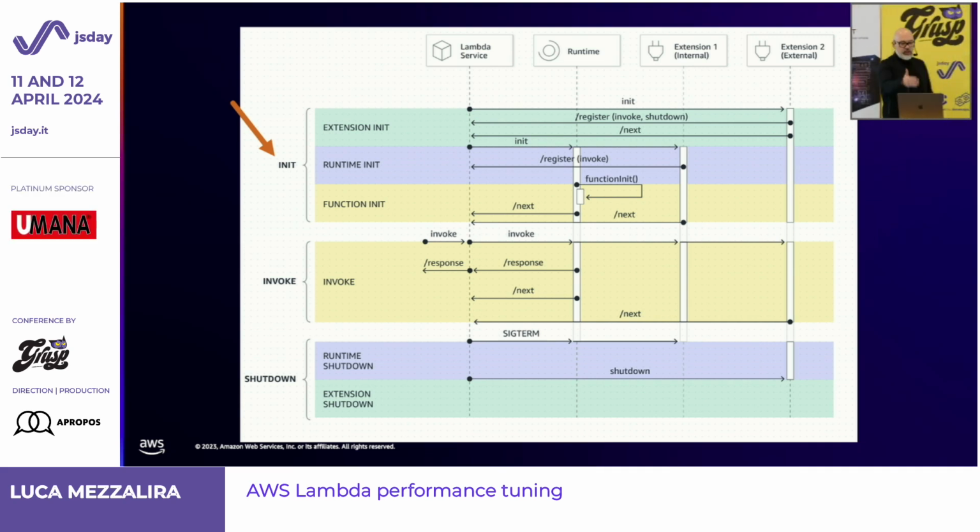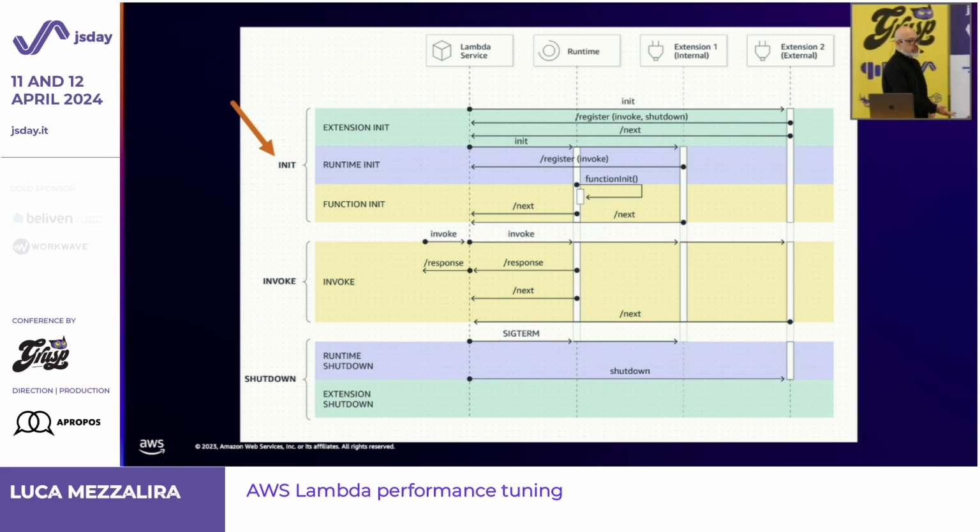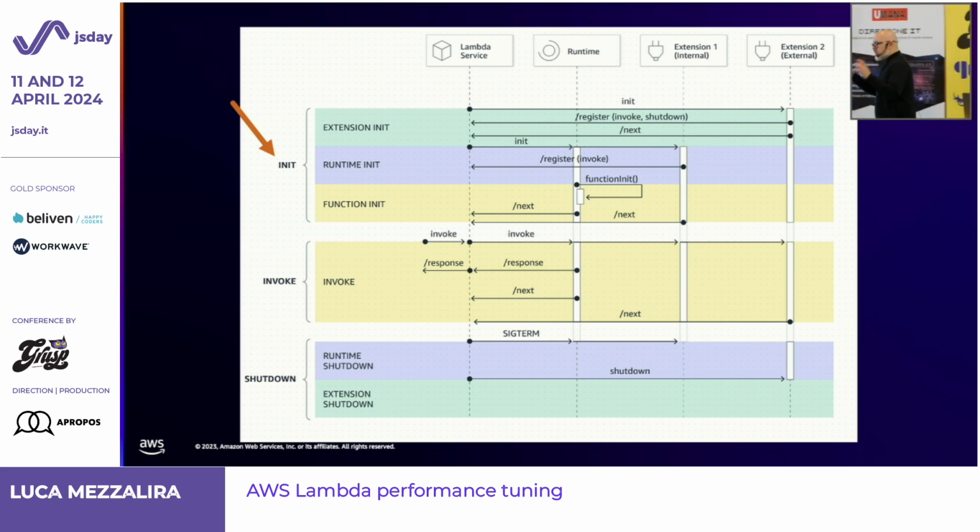As you can see, there is the extension initialization, which you can think of as a sort of sub-process that is running alongside the Lambda, and you can even create your own. There is the runtime initialization, and finally, there is your function initialization. That is the part that we are going to optimize today. That part is called once, only at the beginning of the creation of a sandbox. The second part that is very interesting is the invocation part.